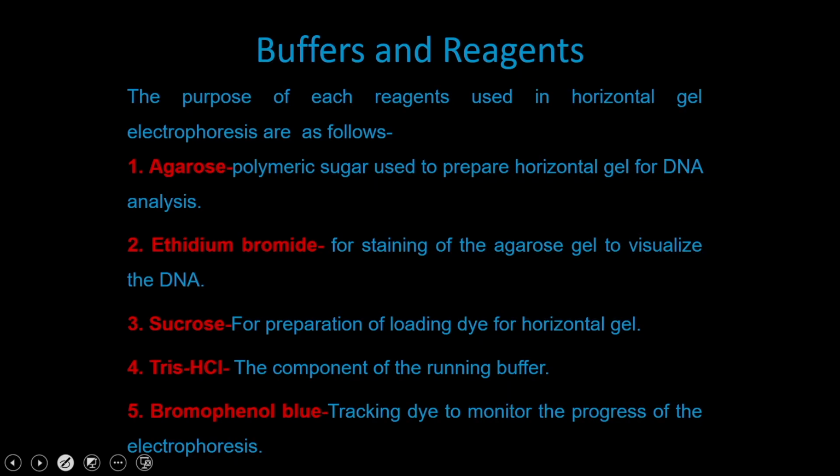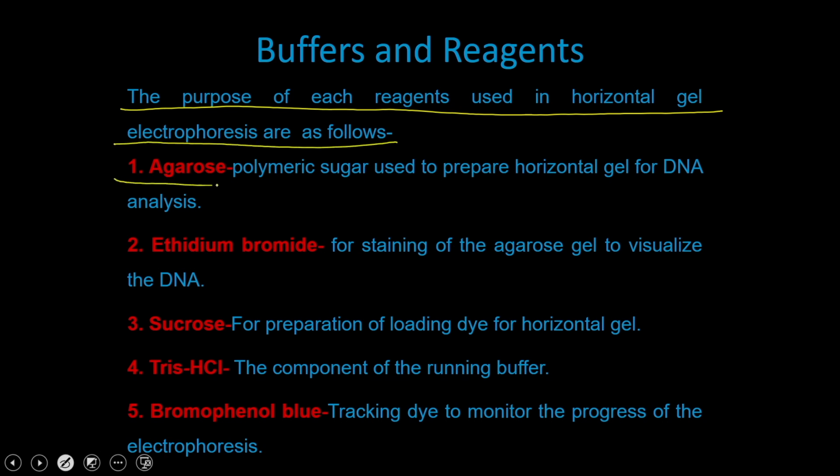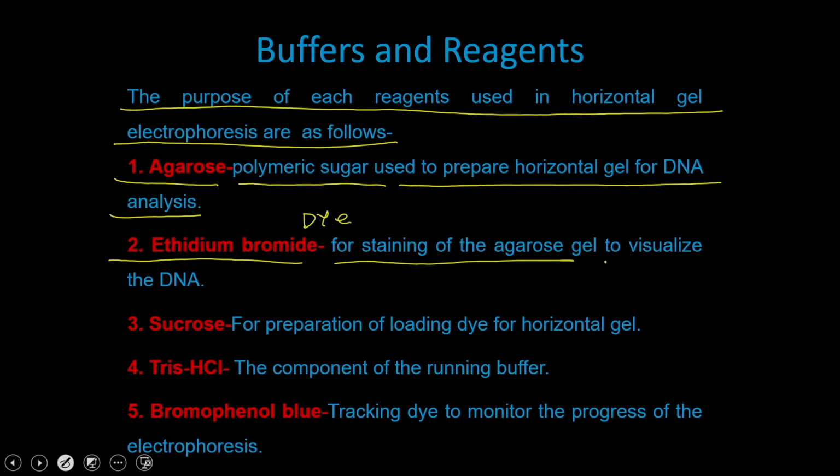The purpose of each reagent used in horizontal gel electrophoresis is as follows. You require agarose, a polymeric sugar which is used to prepare the horizontal gel for DNA analysis. Then you require ethidium bromide, a dye used to stain the DNA, so that you can visualize the DNA in the agarose gel. Then you require sucrose, which is required for the preparation of the loading dye for the horizontal gel.